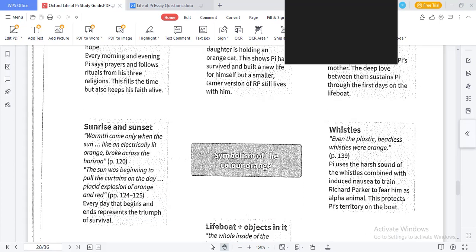I'll do that. There's the whistles. Even the plastic beadless whistles were orange. Pi uses the harsh sound of the whistles combined with the induced nausea to train Richard Parker to fear him as alpha animal. This protects Pi's territory in the boat. Every time the animal goes over a certain line, he uses this harsh sound. And again, you can see how the skill he developed in the zoo now helps him train this crazy animal in the boat. He uses the harsh sound of the whistles to train Richard Parker to fear him as the alpha animal.